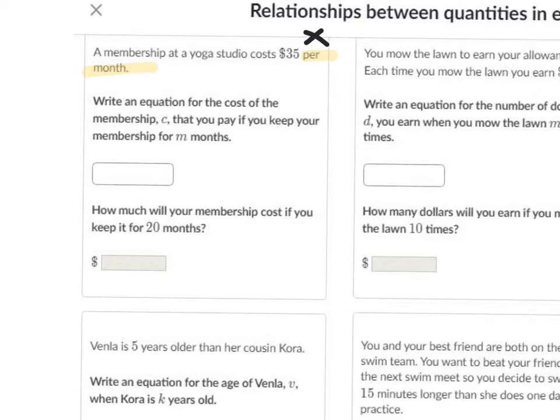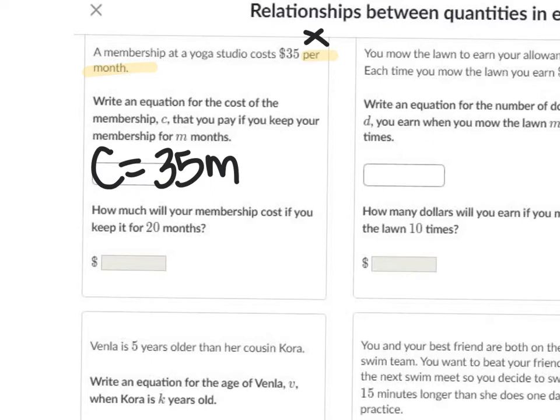So for the first one, the cost is the membership that you paid. Membership at a yoga studio costs $35 per month. Okay, so the cost equals 35 times however many months you keep that membership, right? So 1 month would be $35. 2 months would be 2 times $35, which would be $70, etc., etc. Okay, so now, how much will your membership cost if you keep it for 20 months?